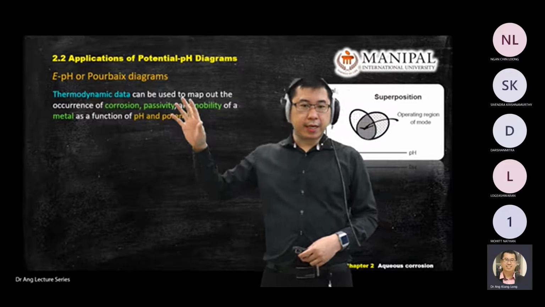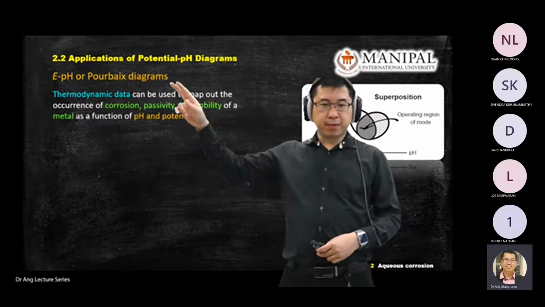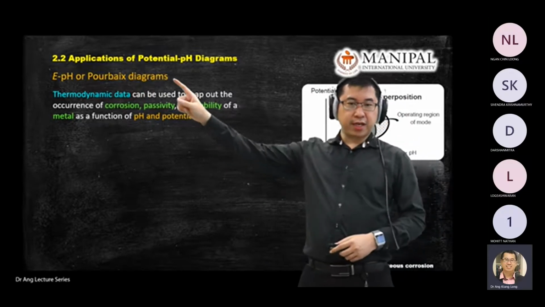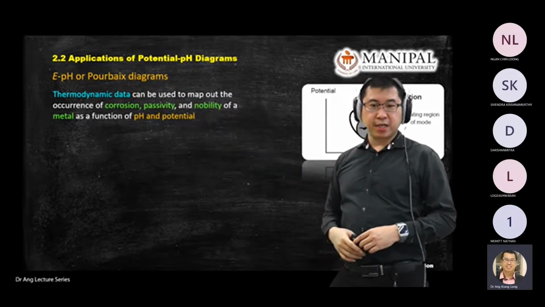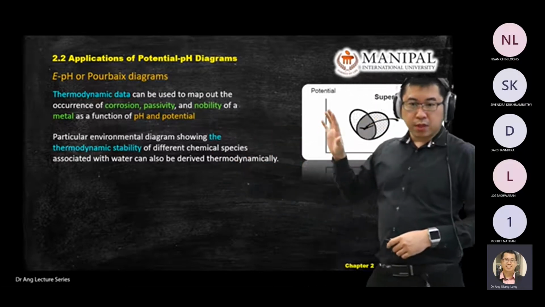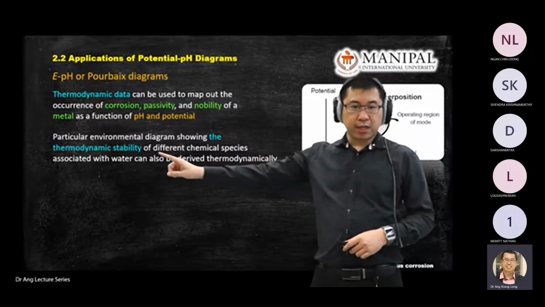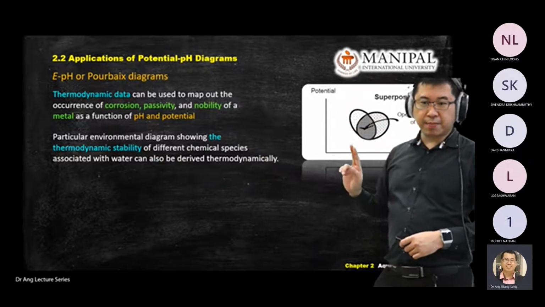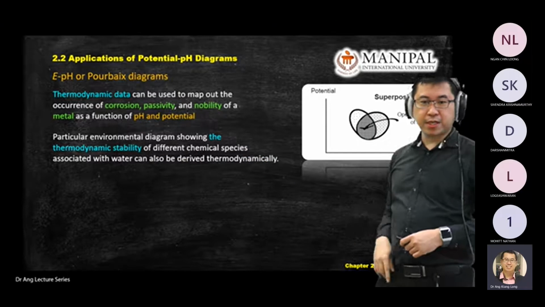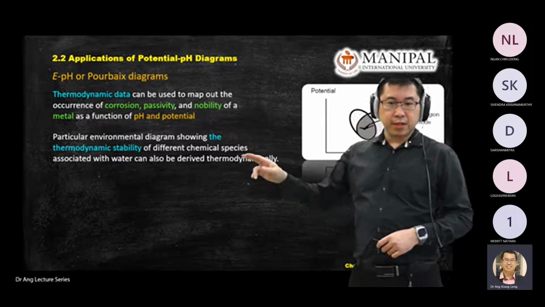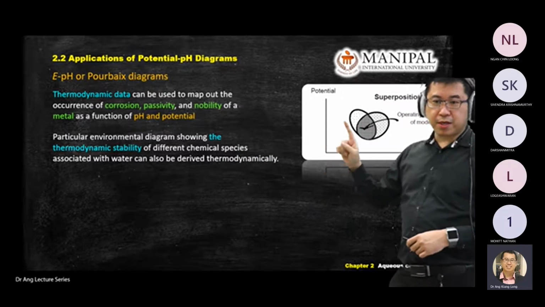So today we will learn new terms. It's called the EPH diagram, and for more detail, you need to read Appendix D. Okay. So this diagram will tell you the thermodynamic stability about the corrosion process. Yeah, so the rest is you just read from the axis.